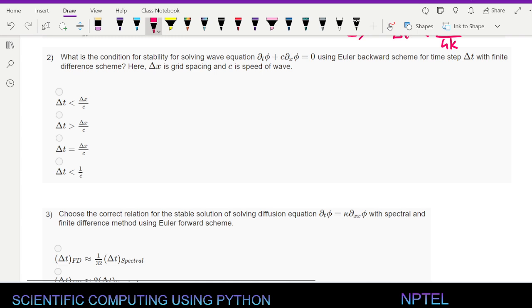Okay, then the next one. Again, what's the condition for stability for the wave equation using Euler backward, which is the upstream thing, right?